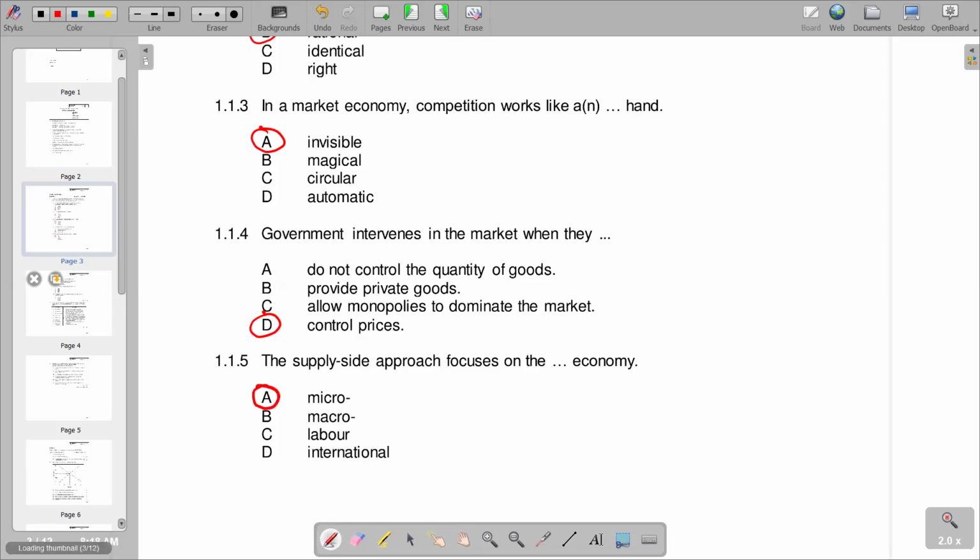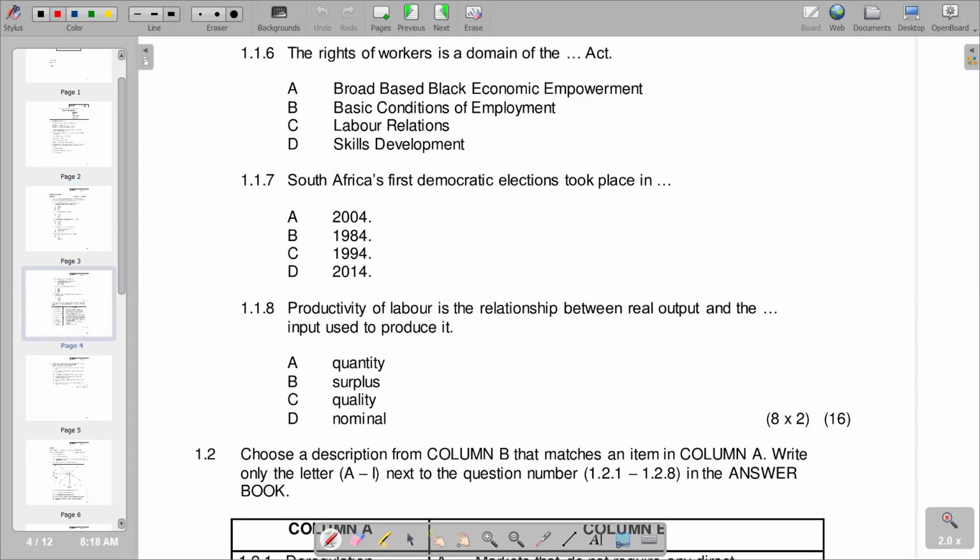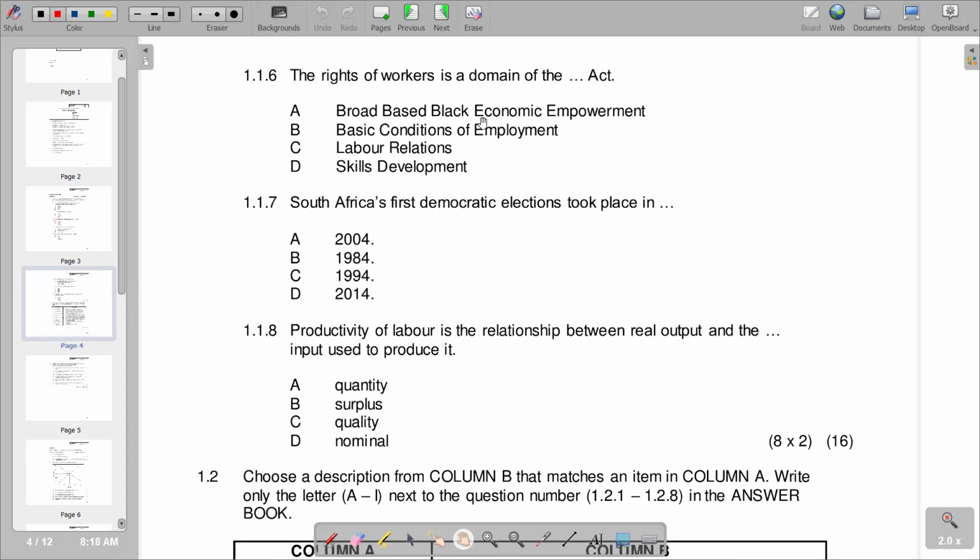Then moving on to the next question, which is 1.1.6, which reads: the rights of workers is a domain of the dash Act. We've got Broad-Based Black Economic Empowerment, Basic Conditions of Employment, Labour Relations, Skills Development. But this is seen in the Labour Relations Act, which is C. So for 1.1.6, we have C as the correct answer, which is the Labour Relations Act.